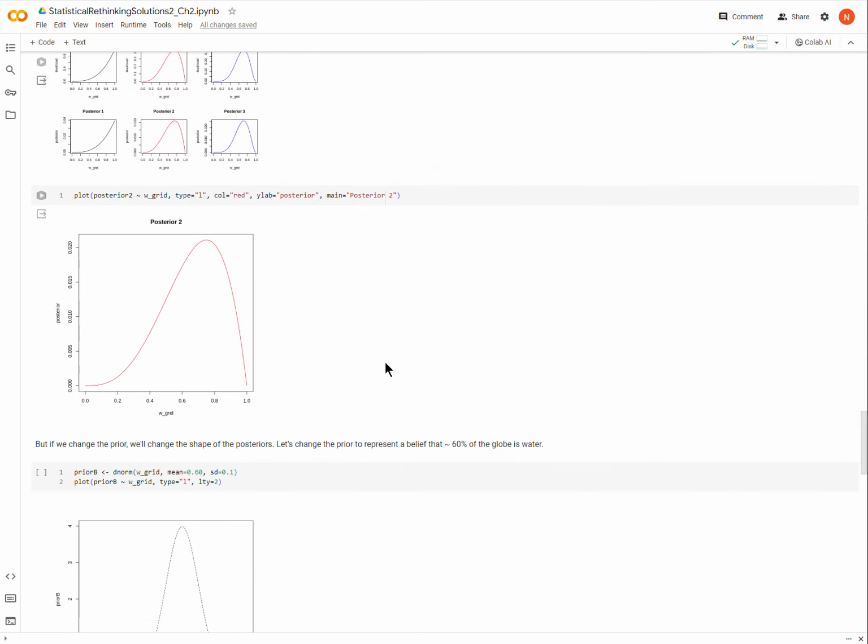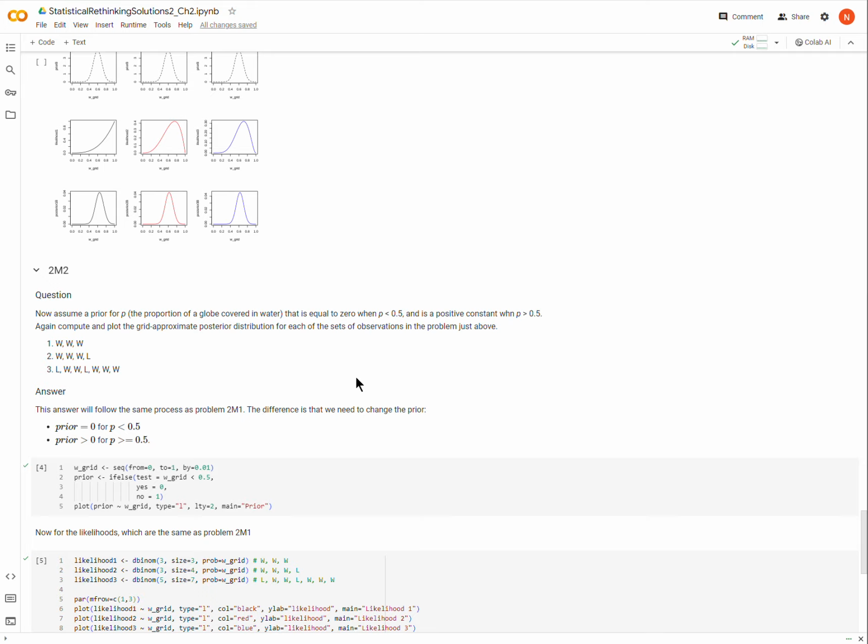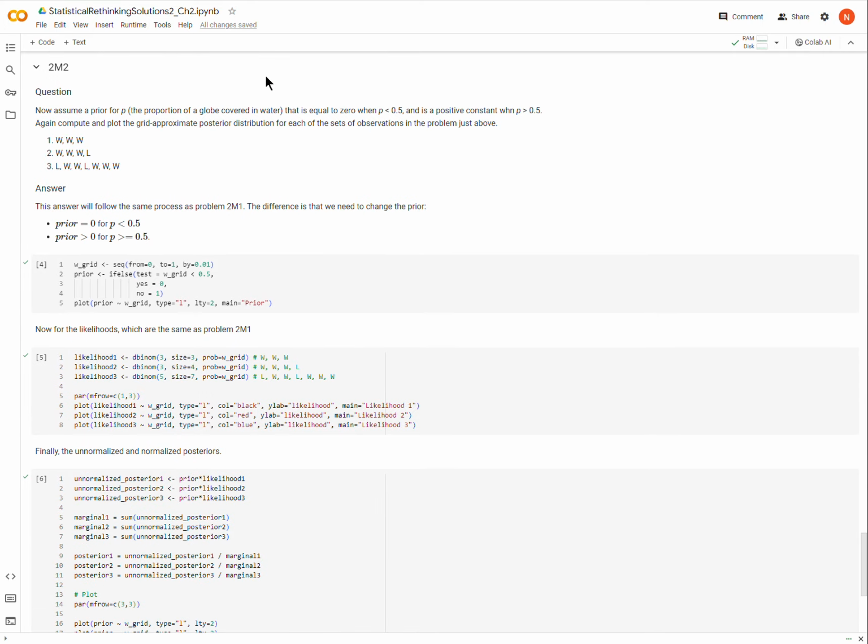Okay. Having said that, let's get back down to 2M2. Now the question asks, now assume a prior, which again is on the proportion of the globe covered in water, that is equal to 0 when that proportion is less than 0.5 and is some positive constant when P is greater than 0.5. Again, compute and plot the grid-approximate posterior distribution for the same sets of observations that we saw above.